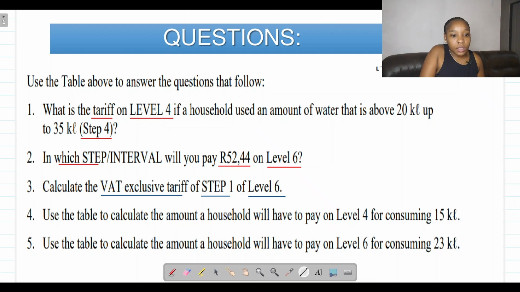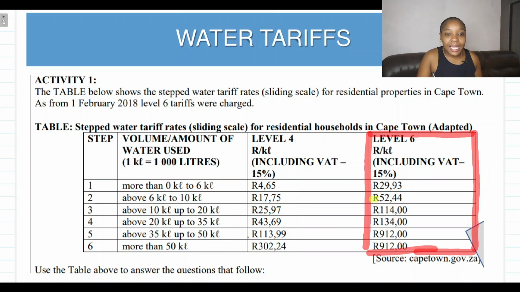Okay, so let's look. We already see that on our level 6, our step 1, our tariff was 29 Rand and 93 cents, right? What do we know about this 29 Rand and 93 cents? We were told that this 29 Rand and 93 cents is an amount that includes the VAT, right?